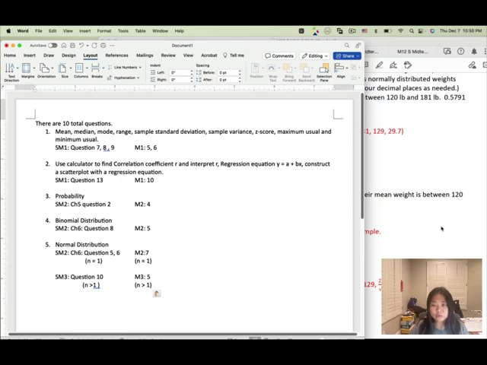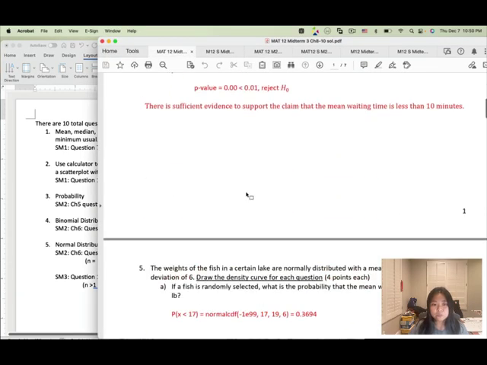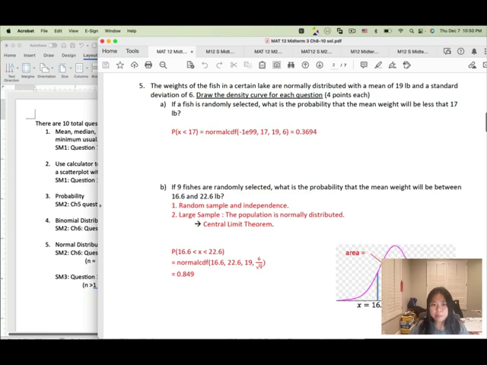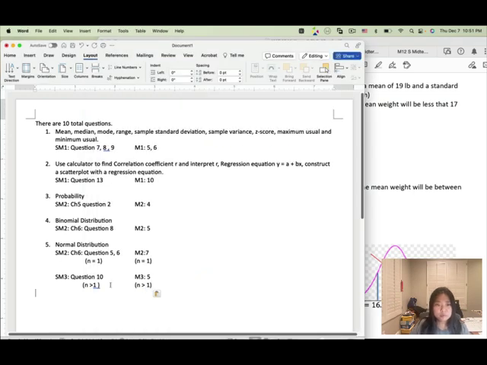Or look at the midterm 3, number 5. Part B here: if 9 fish are randomly selected, this is talking about the sample size n equal to 9. So you can see my standard error becomes 6 divided by the square root of 9 here. Make sure you draw the density curve. I'm sorry, you need the density curve for this question also. So that will be number 5 here. Number 6.